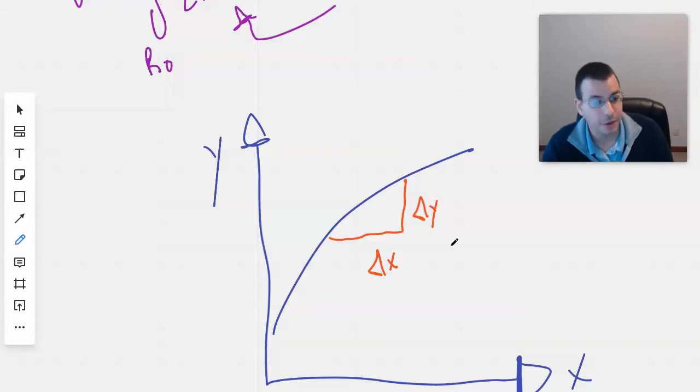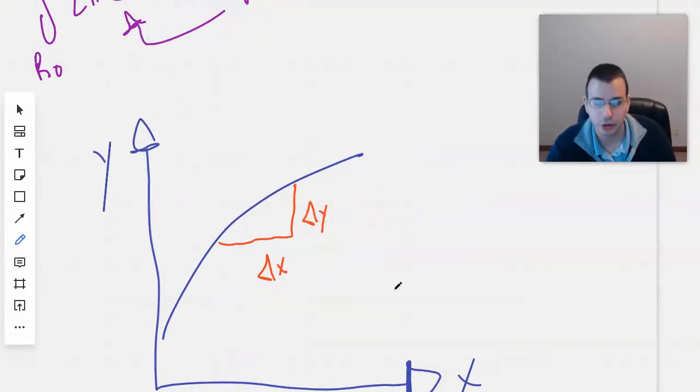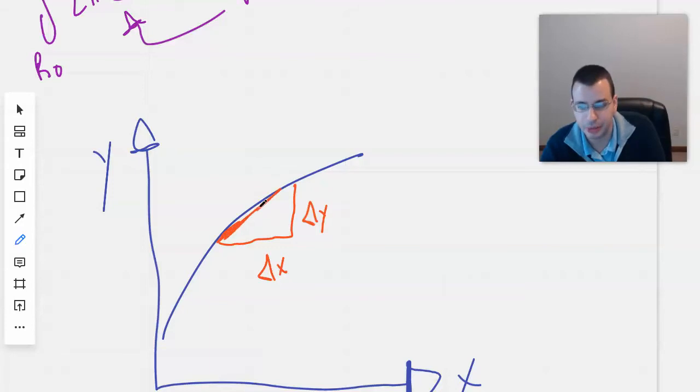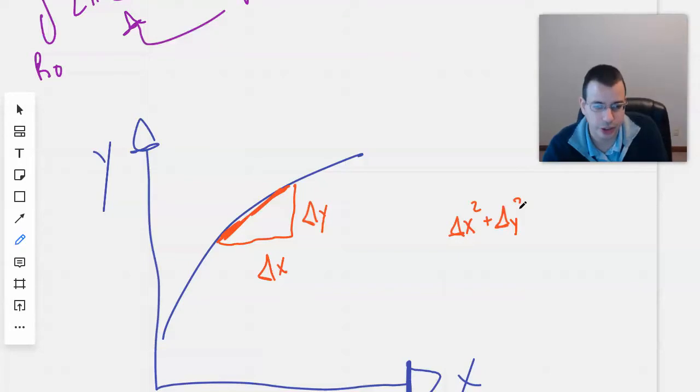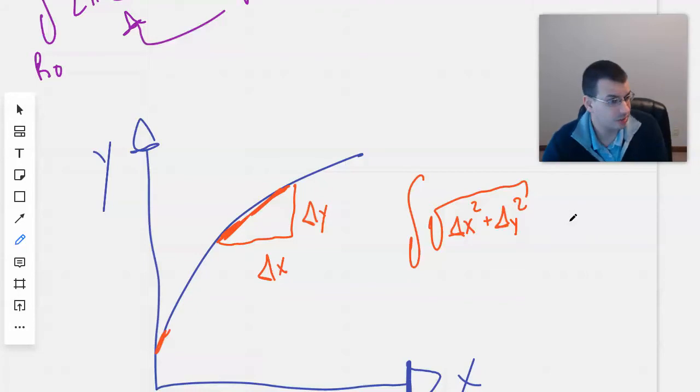Okay. So the idea here is we can do a whole bunch of dx's and dy's, and using the Pythagorean Theorem, we can then find the hypotenuse for each of these. To find one of them, we'd do dx squared plus dy squared, square root the whole thing, and then we'd integrate, let's say in the x direction, from the first x, x initial, to the final x, x final.